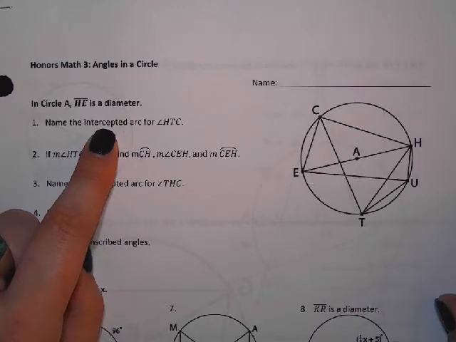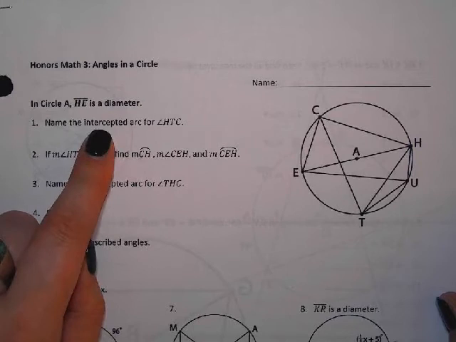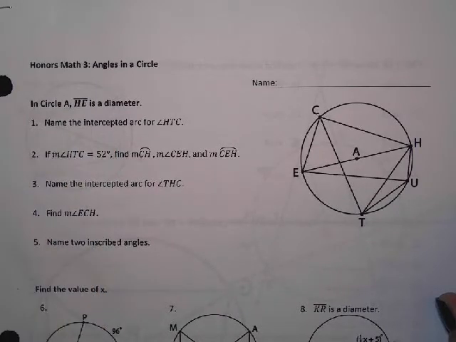Intercepted arc. It's in your notes from last night. What is an intercepted arc? Look at your notes. I'm not asking for the answer. I'm just asking what this means. Is it talking about how the angles are? No. That's a conjecture about intercepted arcs. But what is an intercepted arc?